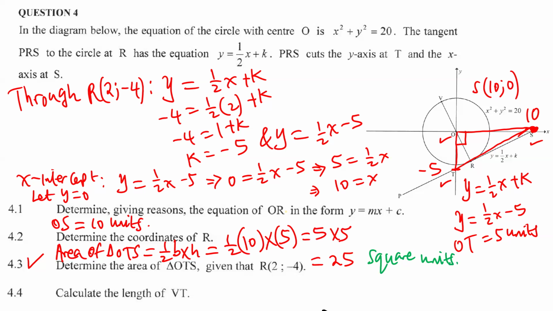Where's the question? Who doesn't understand what is happening? Who is lost somewhere? Who is saying, hey, why did you do this? Because what was the question? The examiner said determine the area of the triangle OTS, given that the point R has the coordinates 2 and -4. We already got that R has the coordinates 2 and -4 before. We did that in the previous question, because in 4.2 we found the coordinates of R. So yeah, we're good. So we continue to solve more problems.